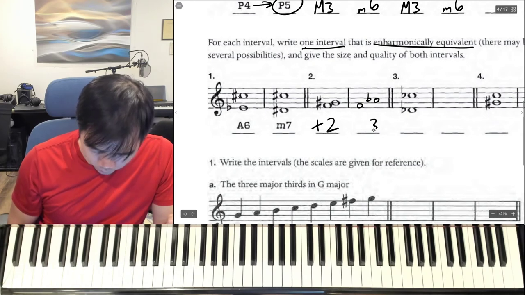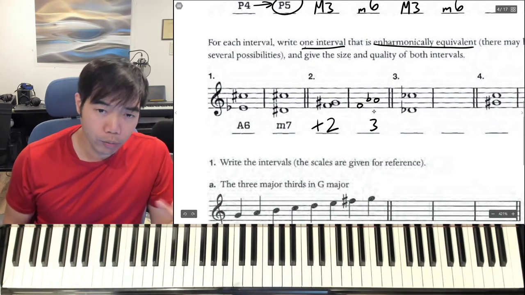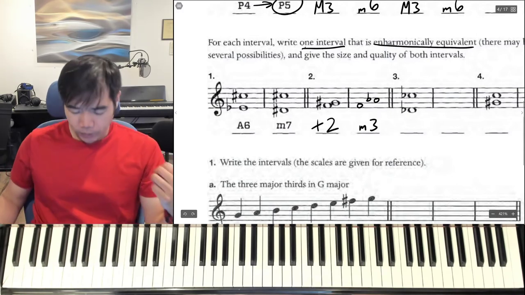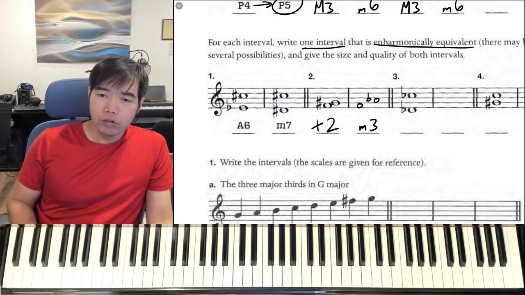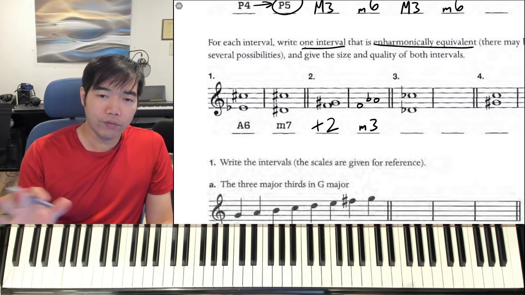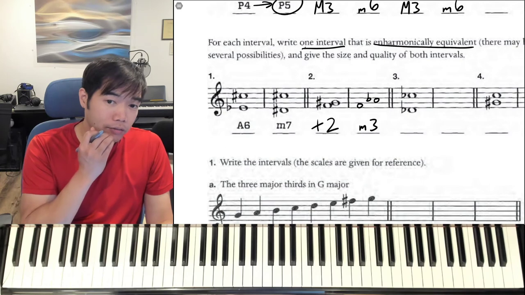Now we have a third. How many half steps are in this third? 3 half steps. What kind of third has 3 half steps? A minor third. So what they're showing you here is that you do have intervals that are enharmonically equivalent to one another. They're enharmonic intervals.